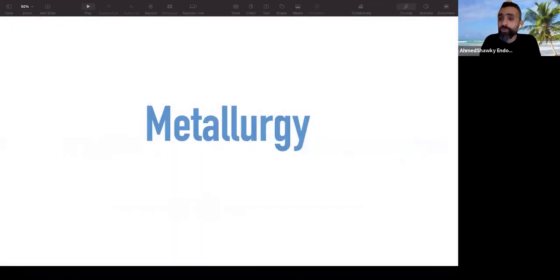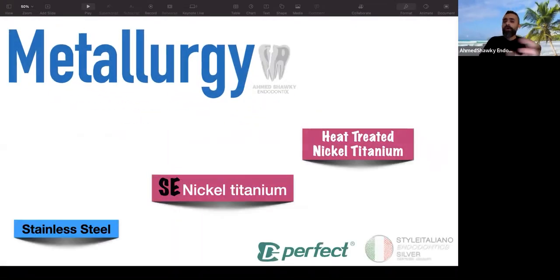And now we are going to the metallurgy. I will discuss with you some history about the metallurgy. We started with stainless steel, and then we go to the super elastic nickel titanium, the silver, like back in the days, the old ProTaper. If you know, we do not use it right now because with today's perspective, it's a bad alloy. And we reached the heat treated nickel titanium, like the MG3 blue, and we have also heat treated nickel titanium, the MG3 gold, and we will discuss it later in courses and following webinars.